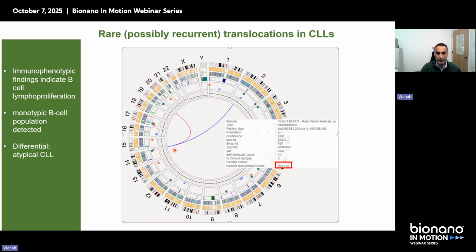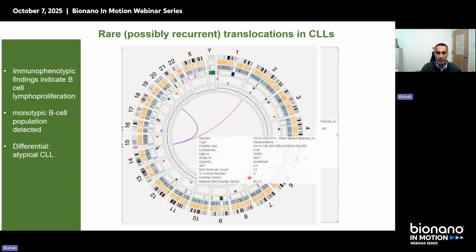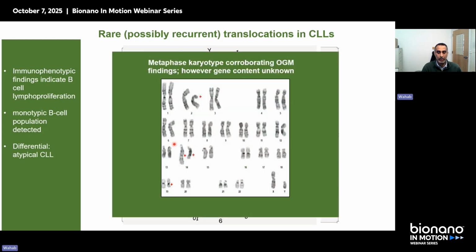The BCL11A gene was involved with respect to the immunoglobulin heavy chain gene, and with respect to chromosome 19, BCL3 was juxtaposed to the IgH locus. The karyotype corroborated that, at least cytologically, where you see the derivative 2 involved with part of one of the 14s, and then the derivative 14, the other homolog, involved with the 19.